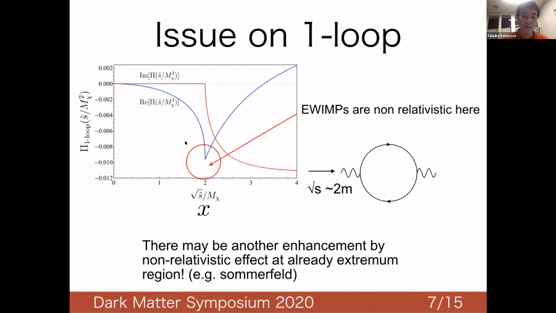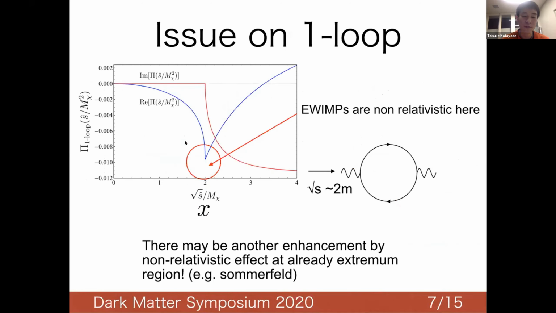And this black line is the one-loop calculation. This red line means the non-relativistic calculation at dark matter mass equal to 5 TeV. And this dotted red line is the two-loop calculation at dark matter mass 5 TeV. And this blue line is for dark matter mass 1 TeV. And we have many divergent structures here. This divergence structure is coming from the bound states.